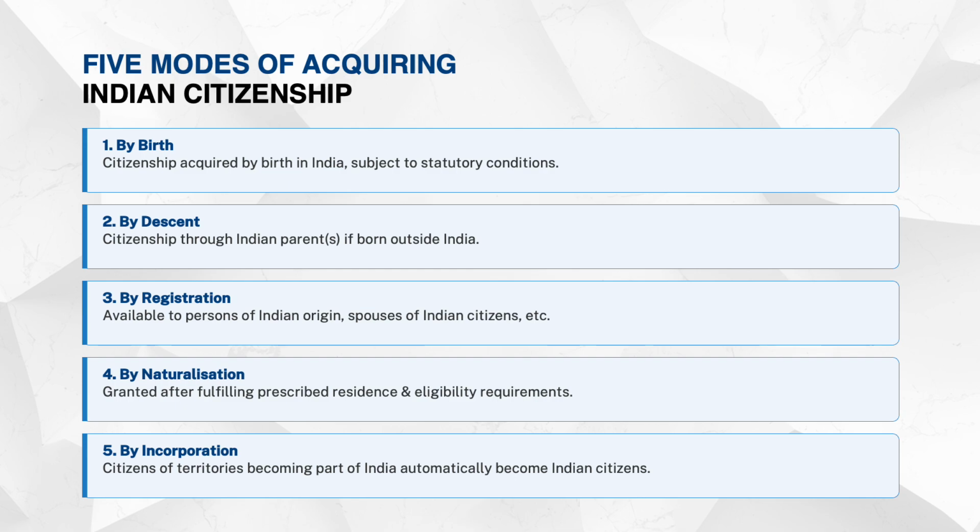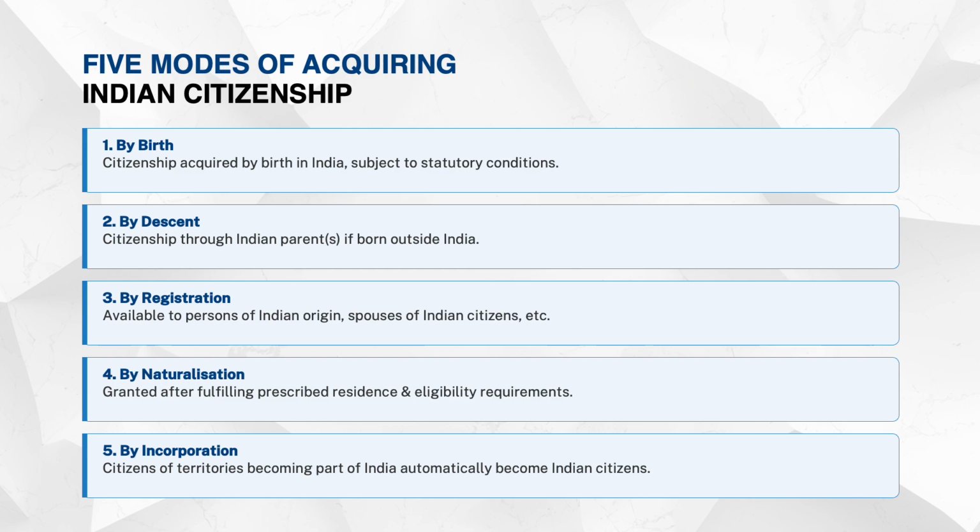Number 1, by birth, which means if you're born in India, right? And number 2, by descent, means if you descended from your parents who are Indian. Number 3, by registration, which is available to PIOs and spouses of Indian citizens. For example, if you married a Mexican man, he can apply for Indian citizenship, and he needs to go through the due process of registration to become a citizen of India.